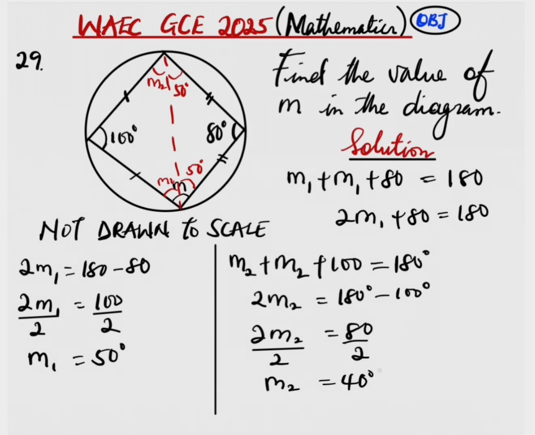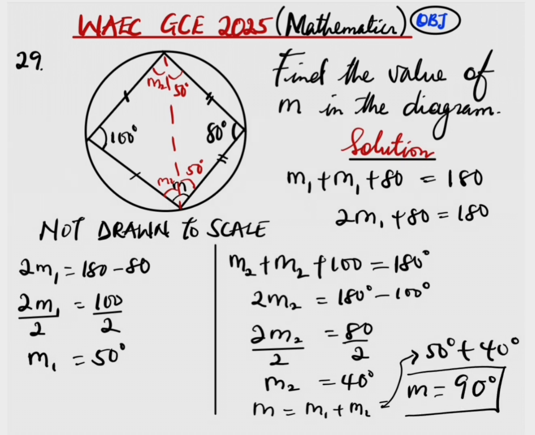as 40 degrees. Now remember we said m is the sum of m sub 1 and m sub 2. So m equal to m sub 1 plus m sub 2, which is 50 degrees plus 40 degrees. So m equal to 90 degrees. This is the answer to question number 29. See you in the next one.